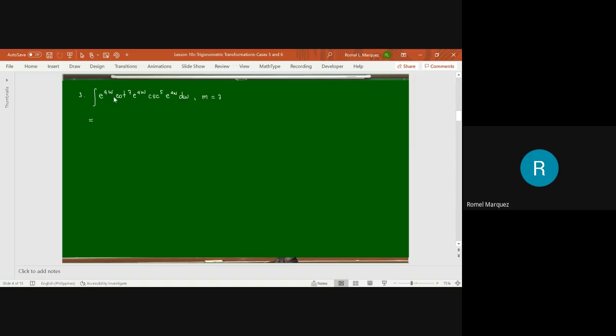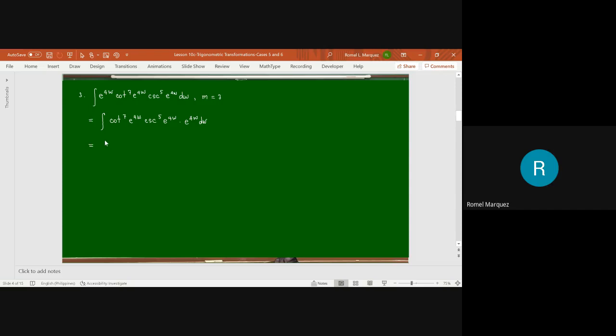E to the 4w should be what? Should be placed together with dw because that is a part of the differential of e to the 4w. Okay? So we have integral of cotangent to the 7 of e to the 4w, then cosecant to the 5th of e to the 4w times e to the 4w. Okay, guys?